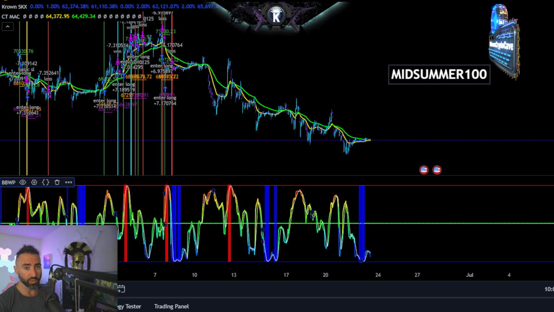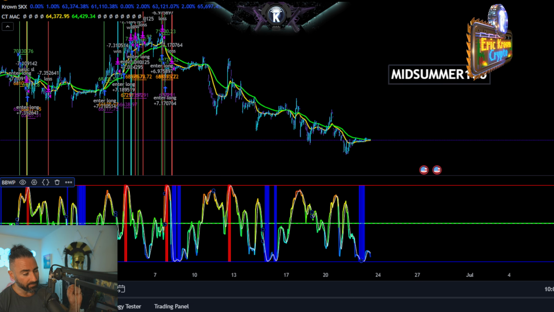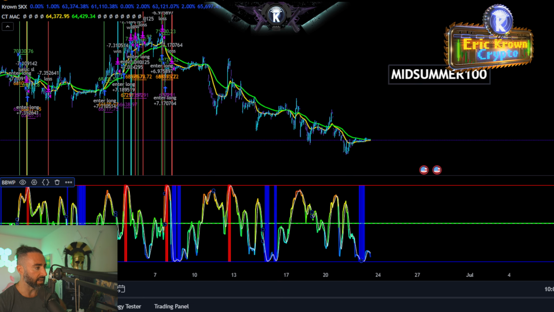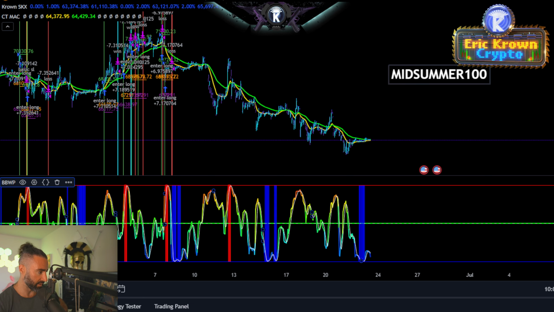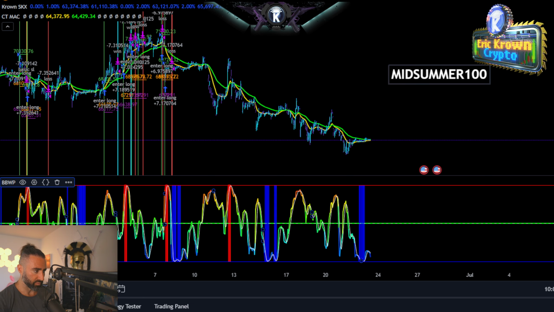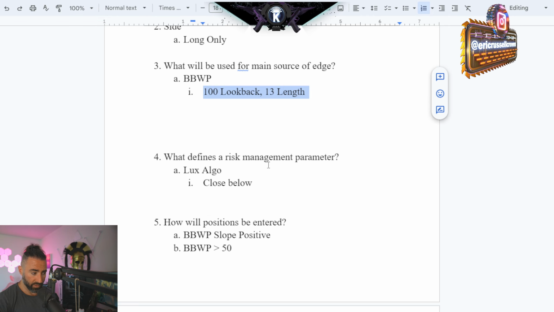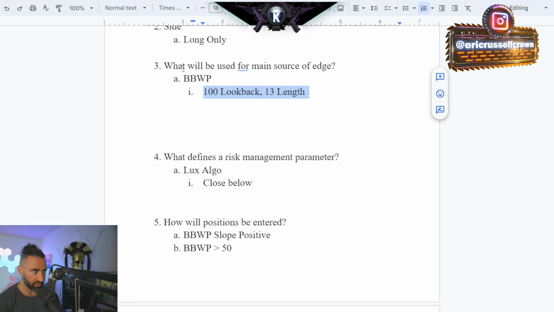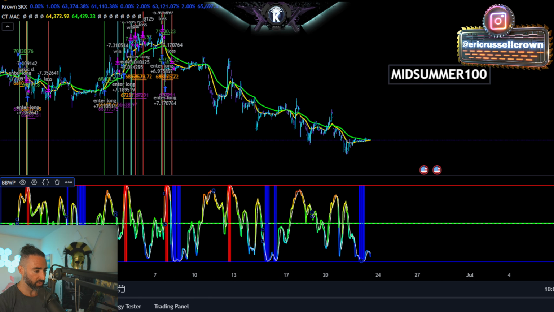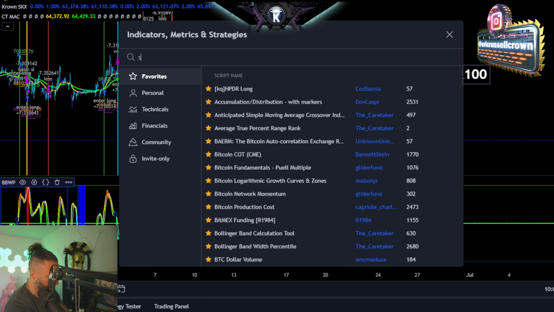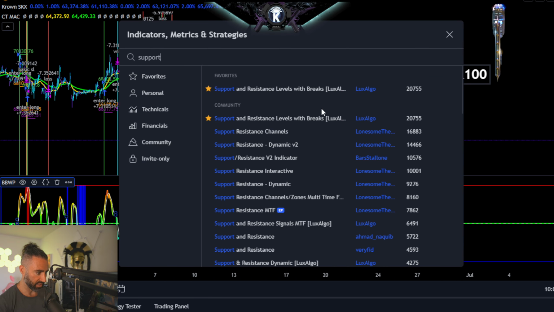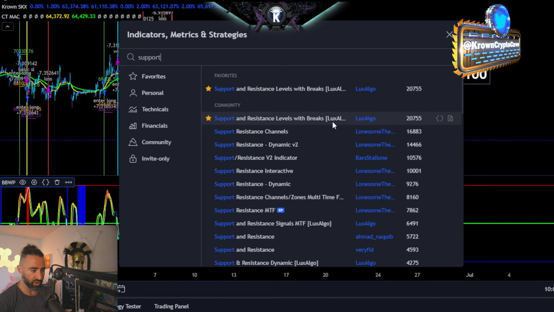And by the way, if you're going to have further optimizations on this, you'd be best suited to play off of that BBWP length, actually. Not necessarily the look back, but the length. Anyways, moving on from there, what defines a risk management parameter? We're going to be using the Lux Algo support and resistance indicator for this. Again, freely available on TradingView. Just type in support. Usually pops up with that. Support and resistance levels with breaks by Lux Algo.